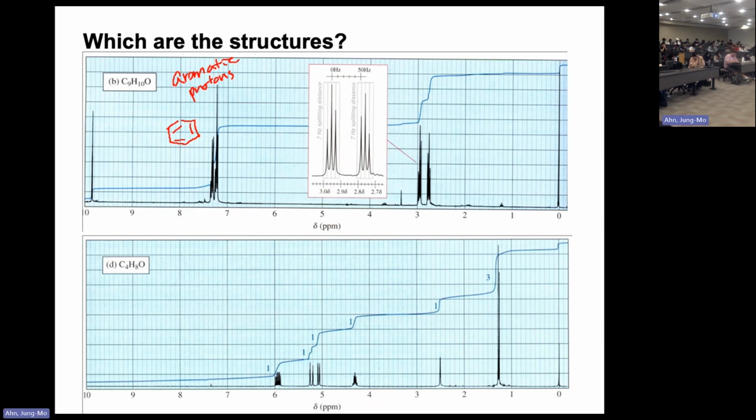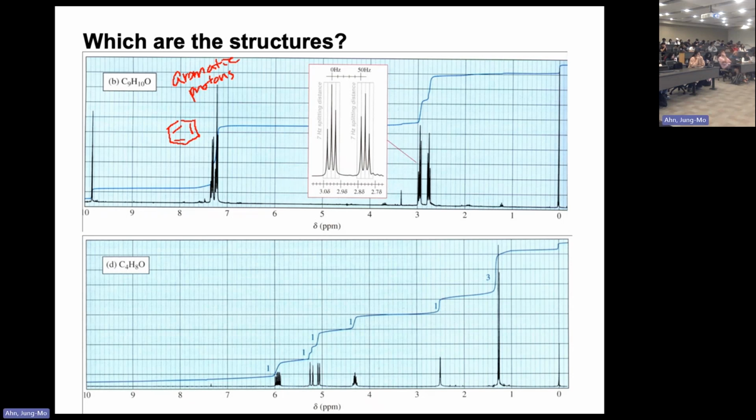And how many degrees of unsaturation can benzene make? It has 3 double bonds and a cyclic structure. So benzene can make up to 4 degrees of unsaturation. So we have 5 degrees of unsaturation, but 4 out of 5 came from the benzene. So we have 1 more degree of unsaturation. That could be a double bond or a cyclic structure. I don't know what it is, but that's something we need to figure out. Anyway, we know it's a benzene because of the peak between 7 and 8.